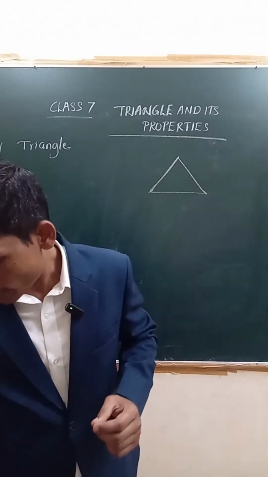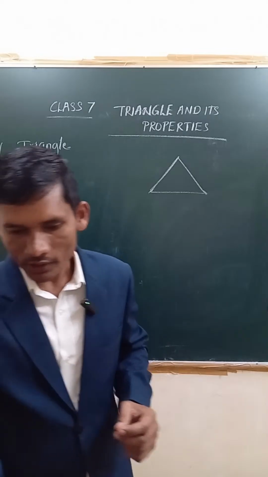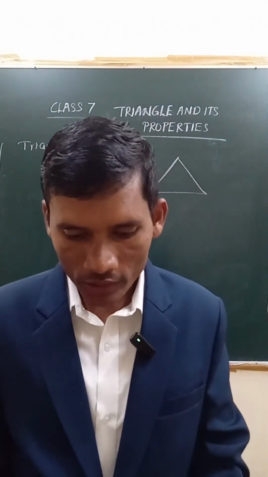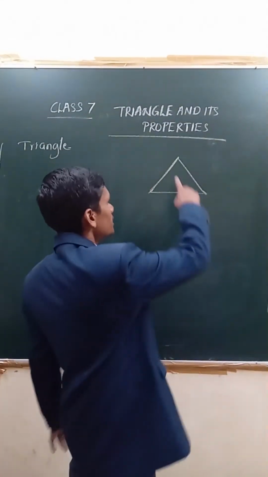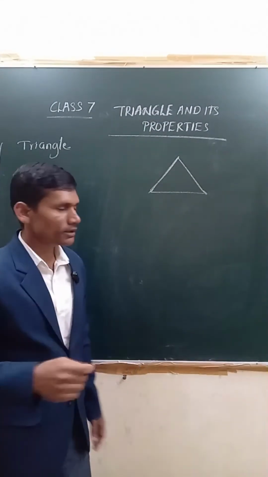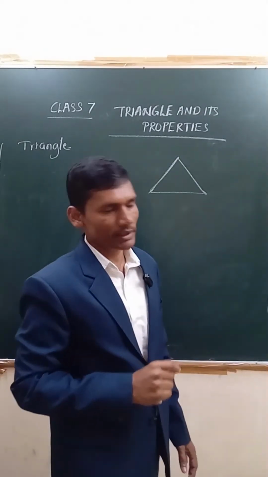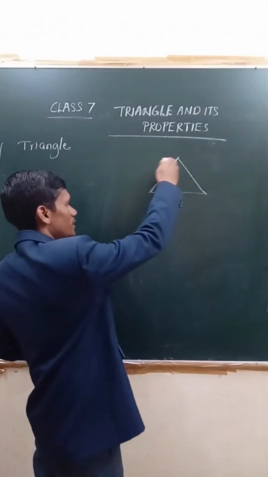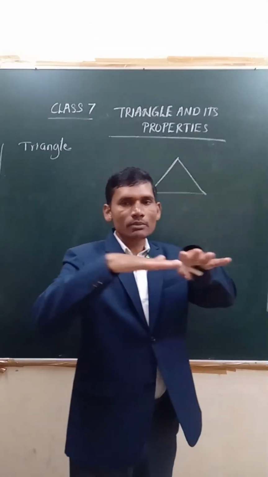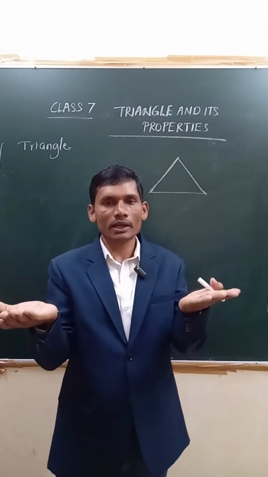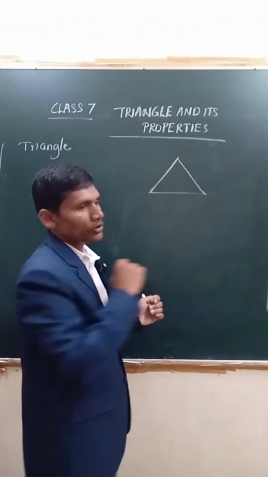Coming to triangle and its properties. First, let us try to understand what is a triangle, right? Each straight line is called a side of a triangle, or a side of any polygon, we can say. Since we can draw this figure on the board, this board is a plane. If you take a paper, that is a plane. This wall is also a plane, right?